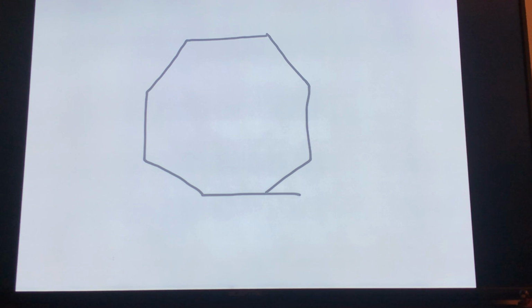Let me just erase this right here. Not bad, not my best, but not the worst. All right, so let's go ahead and see how many points we got here. 1, 2, 3, 4, 5, 6, 7, 8. That's pretty close. All right, so that means that we should have how many diagonals?